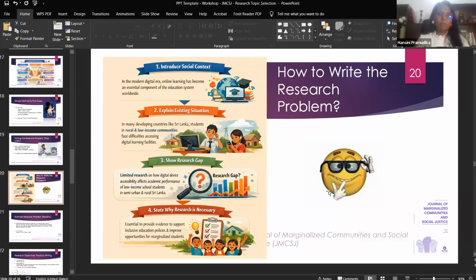So the fourth point is to state why the research is necessary. It is essential to provide evidence to support inclusive education policies, to improve opportunities for marginalized students, low-income school students. Likewise, you have to build the flow of the research problem. It should be carefully written.